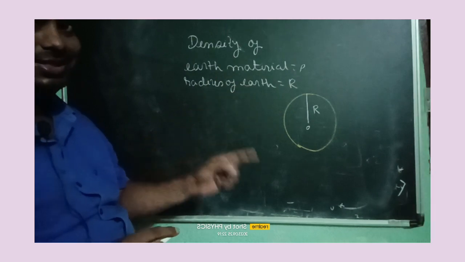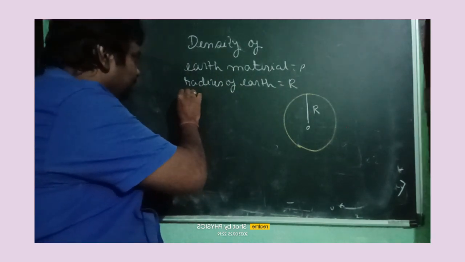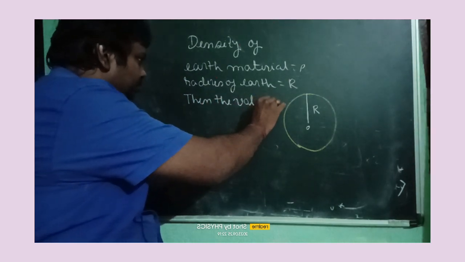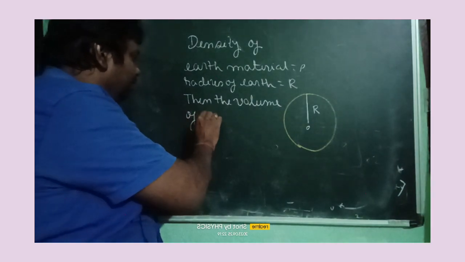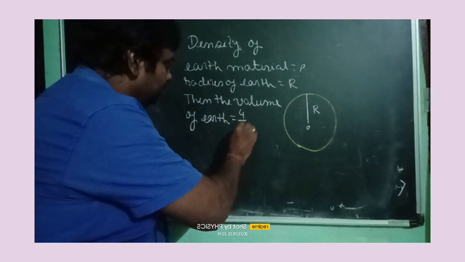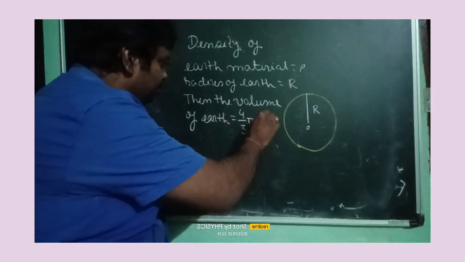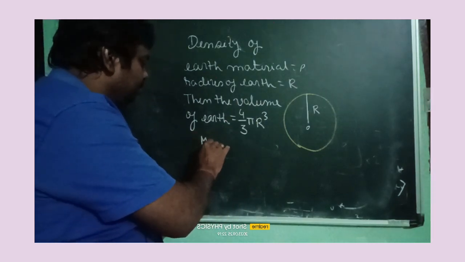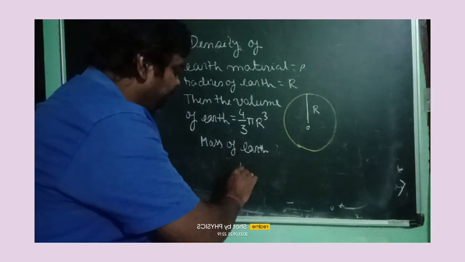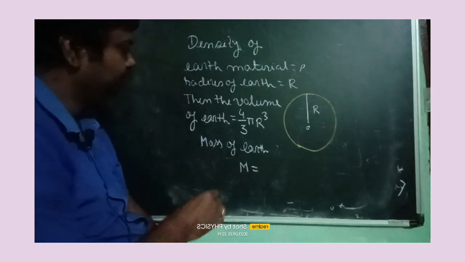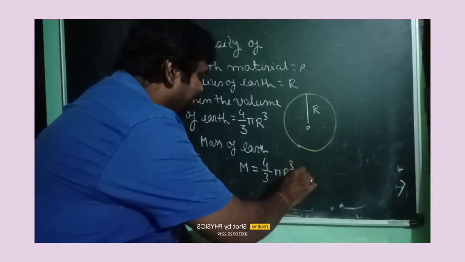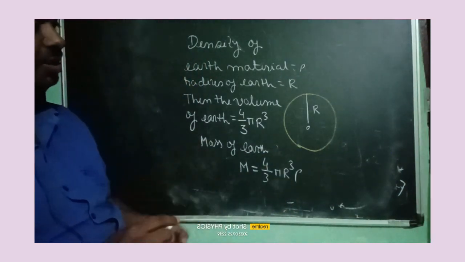If the radius of Earth is capital R, then the volume of Earth is equal to 4/3 pi R cube, and the mass of Earth M is equal to 4/3 pi R cube into the density of the Earth's material.